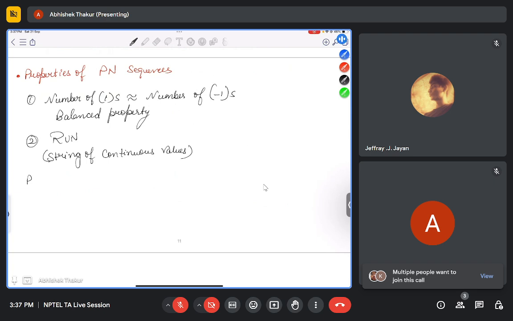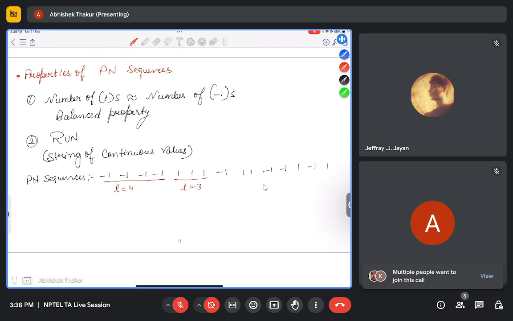So let's suppose the PN sequence is given as minus 1, minus 1, minus 1, minus 1, 1, 1, 1, minus 1, 1, 1, minus 1, minus 1, 1, minus 1, 1. So this is the sequence of length 4. L is equal to 4, same sequence.